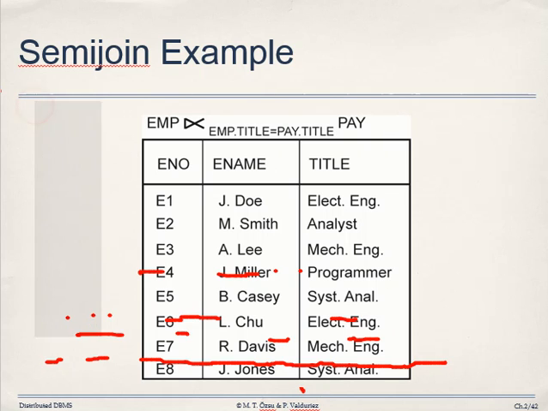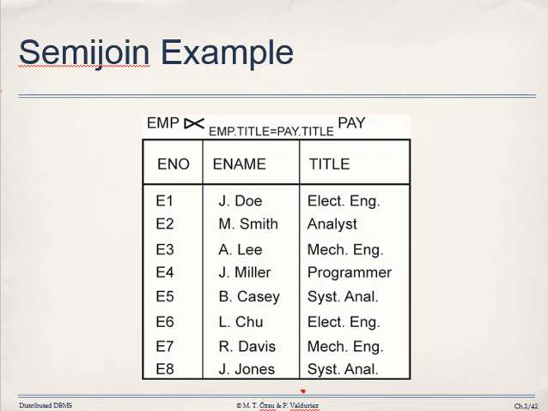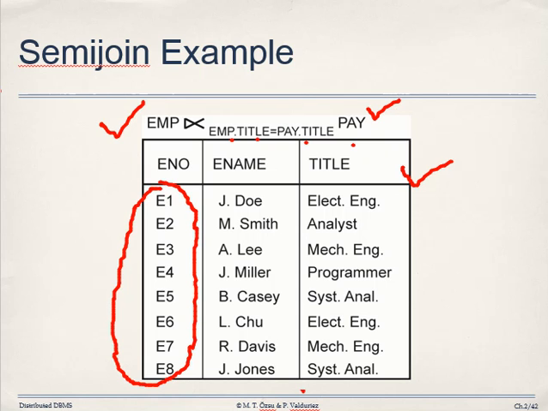Here we have applied the semi join with relation employee and relation pay, on employee title and pay title. All the matching conditions of employee and pay, wherever they match, will be displayed. So in the result we will get a total of 8 records.